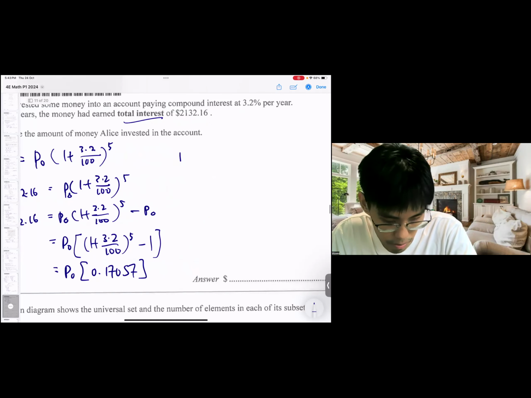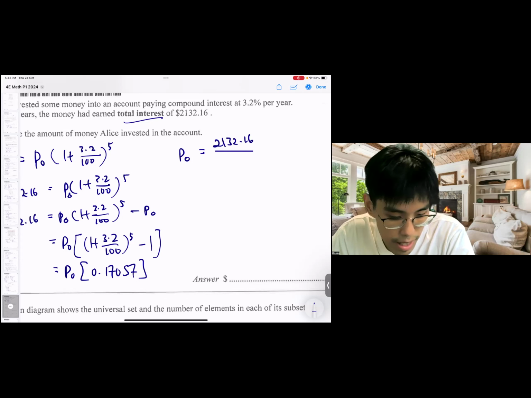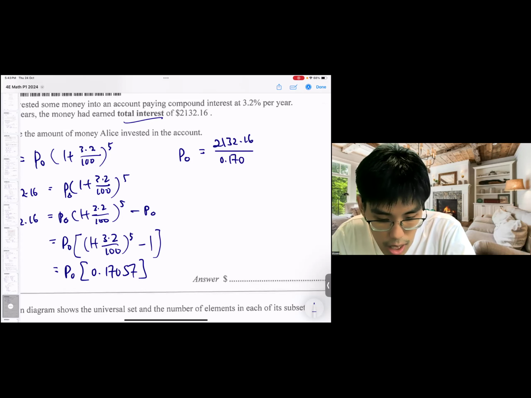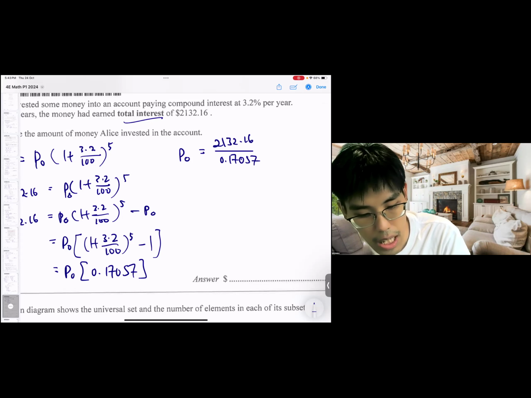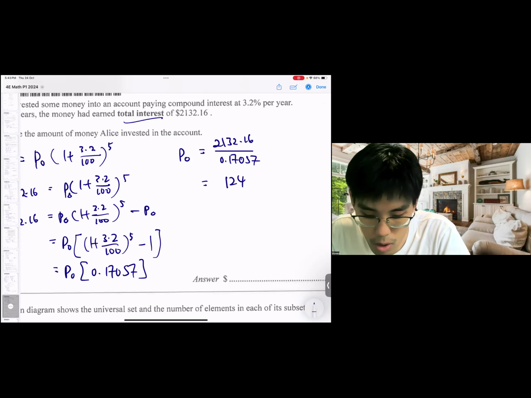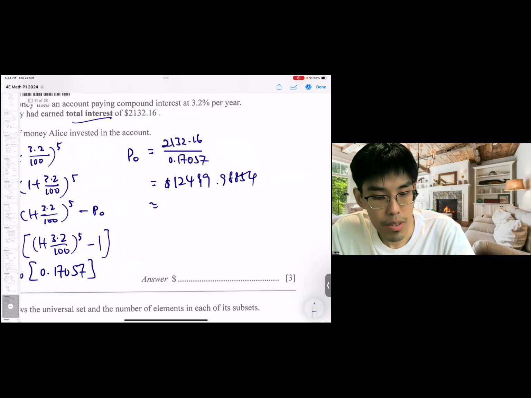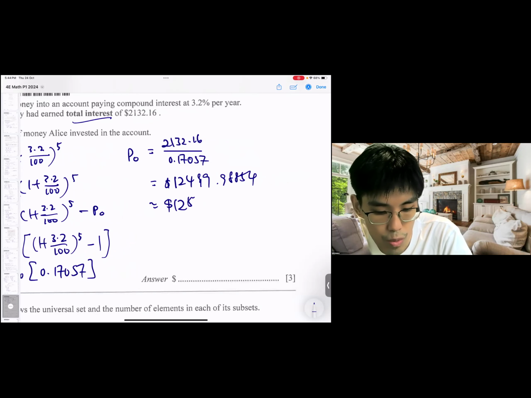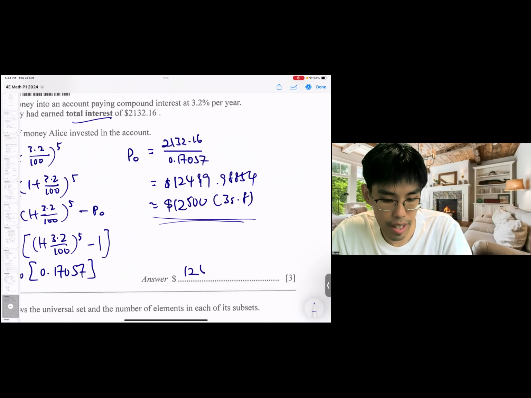So P naught would be 2132.16 divided by this ugly looking number. So 2132.16 divided by answer. My P naught gives me 12499.98854. So definitely it's 12500. Nice number. My answer should be correct.